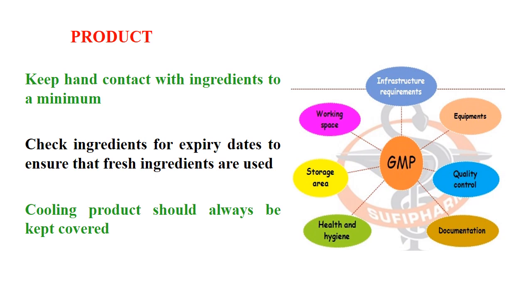Here are some specific points about the product, like keep hand contact with ingredients to a minimum. Check ingredients for expiry dates to ensure that fresh ingredients are used. Cooling products should always be kept covered and under proper cold storage. So these are some of the points to be kept in mind for implementing GMP, and we can see the infrastructure requirements for GMP like equipment, quality control, documentation, health and hygiene, storage and working place. These are almost the same points we have already discussed.